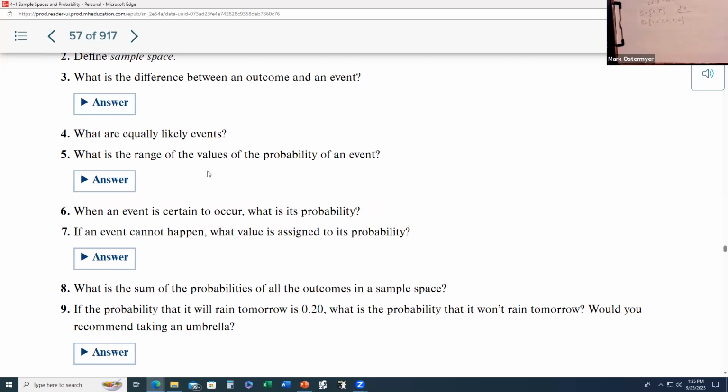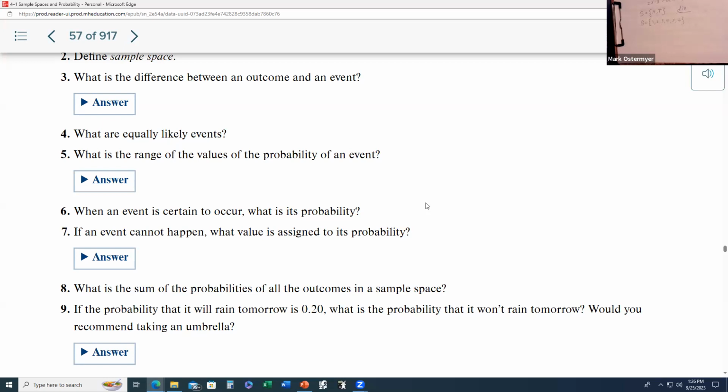Now, what is the range of the possible values of a probability of any event occurring? What's the range of values? In other words, when you compute the probability of any event occurring, it must be either a decimal or a fraction between what and what? Between 0 and 1, including 0 and 1. The probability of some events is actually equal to 0 or actually equal to 1, for certain situations.